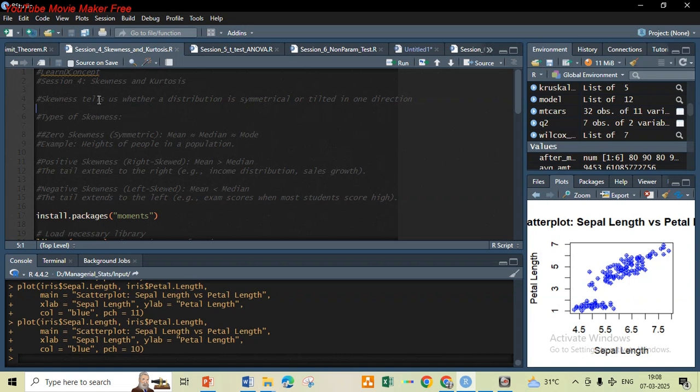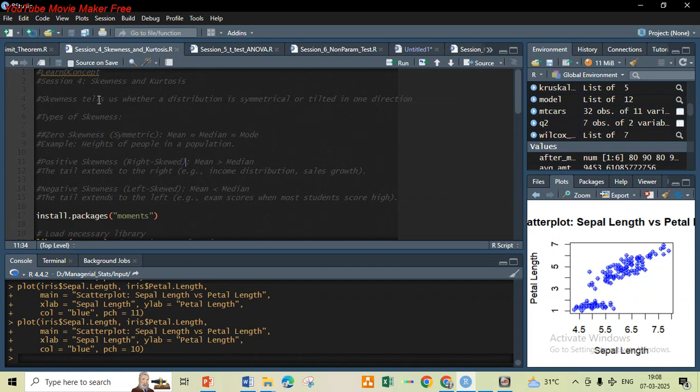There are actually three types of skewness, which is zero skewness or symmetric, where we are saying that mean is equal to median is equal to mode. An example is the heights of the people in a population, which is kind of symmetric, or has zero skewness. Then we have positive skewness or right skew.